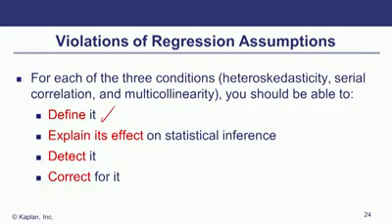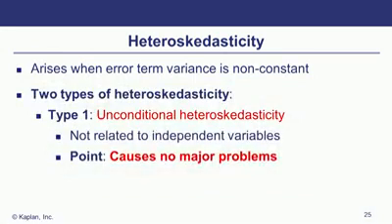And finally, correct it or learn the name of a person who's come up with a solution. So maybe you can think of this as, rather than trying to derive formulas or even memorize formulas, try memorizing names of models or people who solved those problems. So, starting with heteroskedasticity: it arises when the error term variance is non-constant.